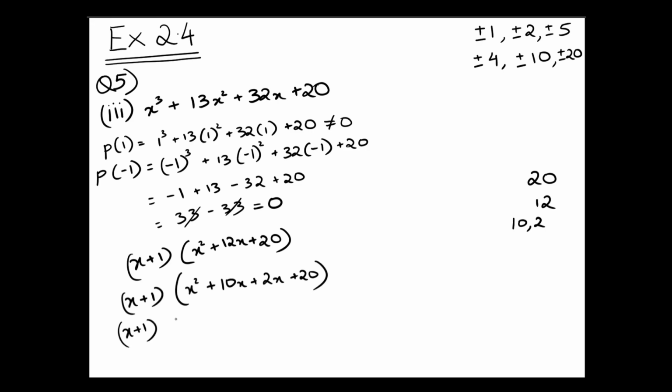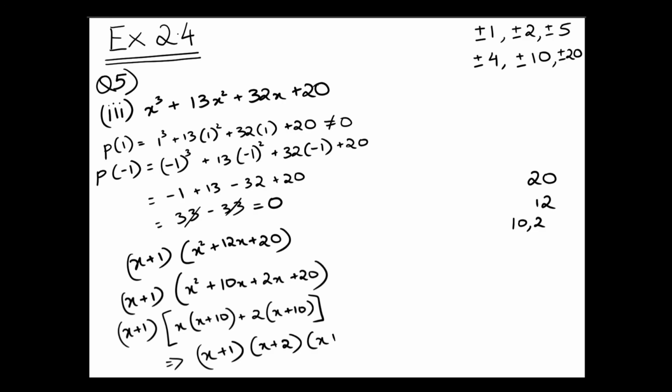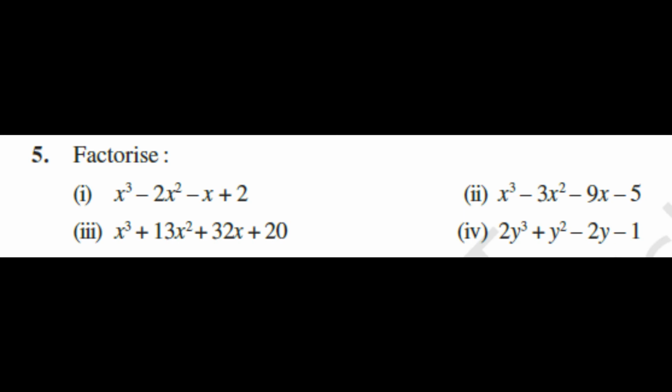This is going to help us factorize. This becomes x into x plus 10, and taking plus 2 common, we get 2 into x plus 10 here again. And this gives us x plus 2 into x plus 10. So the factorization is x plus 1 into x plus 2 into x plus 10. And that's how we factorize the third part.